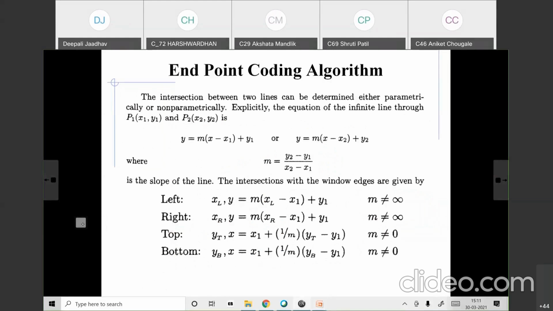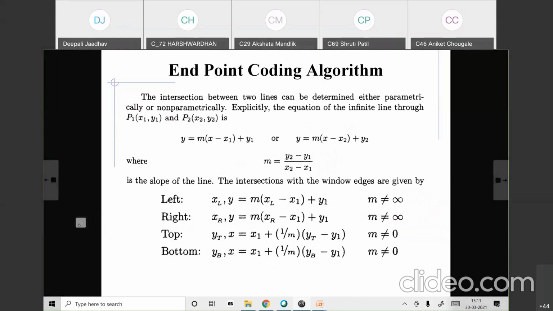Now how to identify the intersection? To identify the intersection between the window and such a line, how do we identify it? This part of the line is visible, this one is not visible, so we need to identify this intersection. For that, the intersection method is used, using the slope of the line, as we have seen in 2D and 3D.